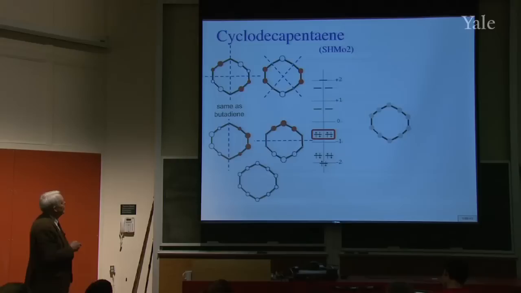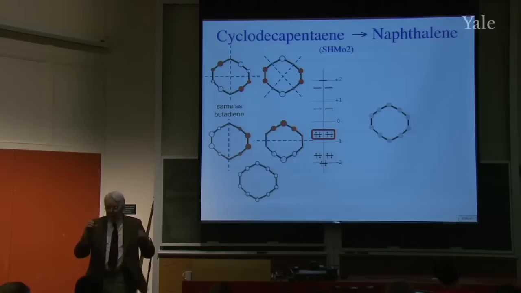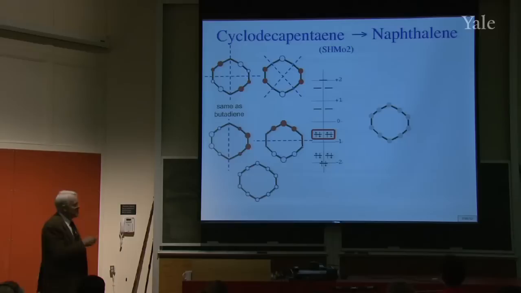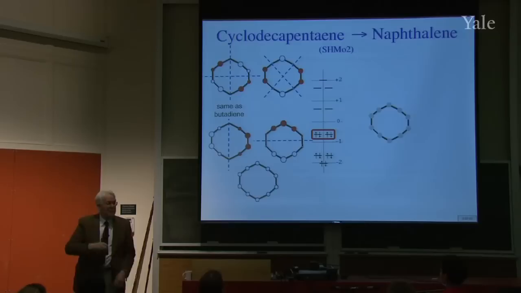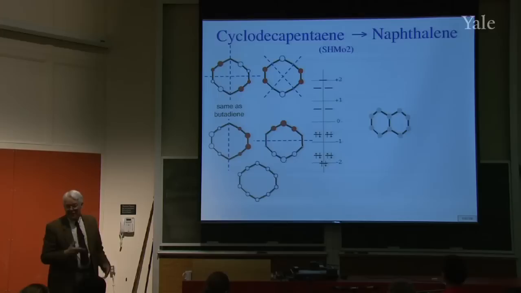Now, naphthalene is two benzene rings next to one another. How can you go from this to naphthalene, to two six-membered rings? What you can do is take the atom that's in the middle on the top and the middle on the bottom, and pull them together so they overlap, like this. So then you have two benzene rings together. That's naphthalene, right?